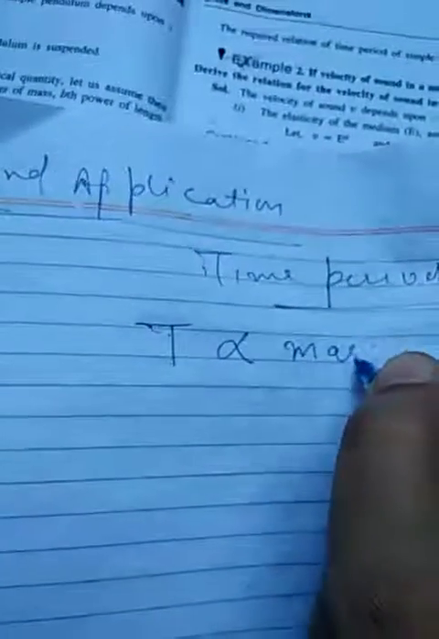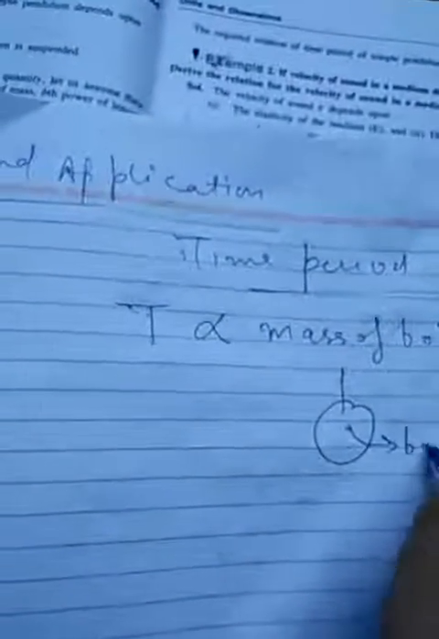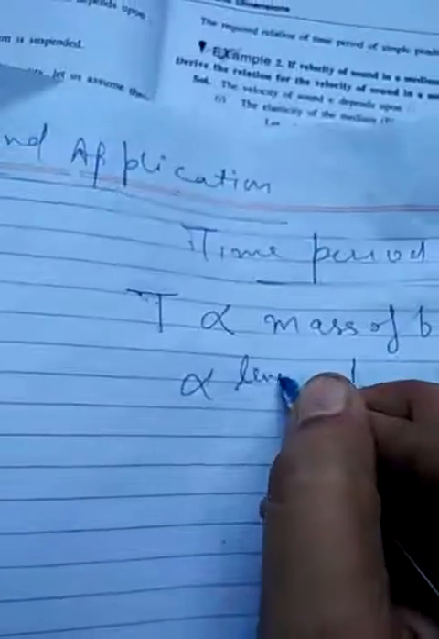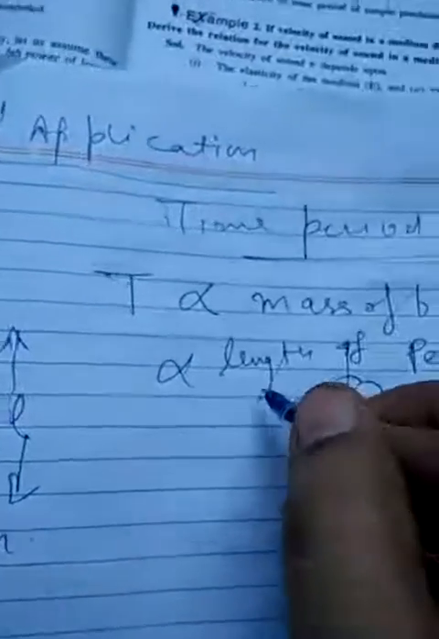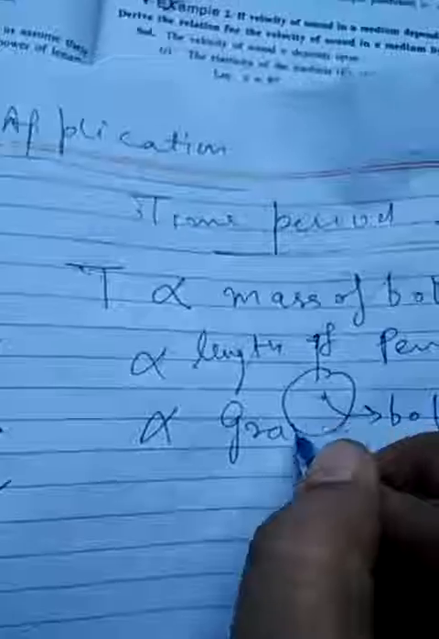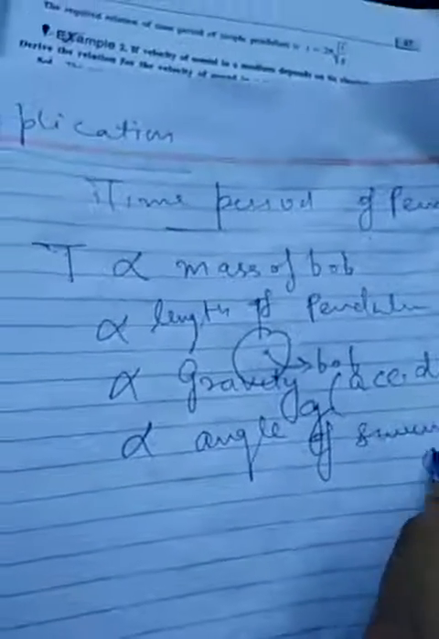Now let us say we know that the time period depends upon the mass of the bob. A bob is a substance like this one, so this is a bob. Second, it depends on the length of the pendulum. So this is the length and this is the mass. And third, it depends upon the gravity. Gravity basically is the acceleration due to gravity, so it is g. And fourth is the angle of swing. So all these factors will matter.